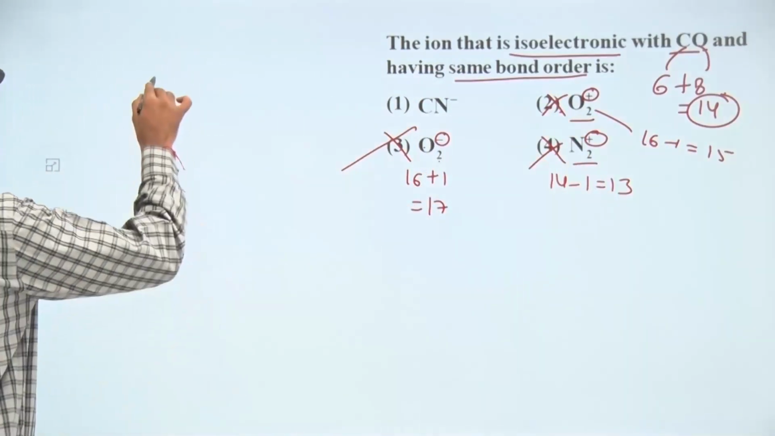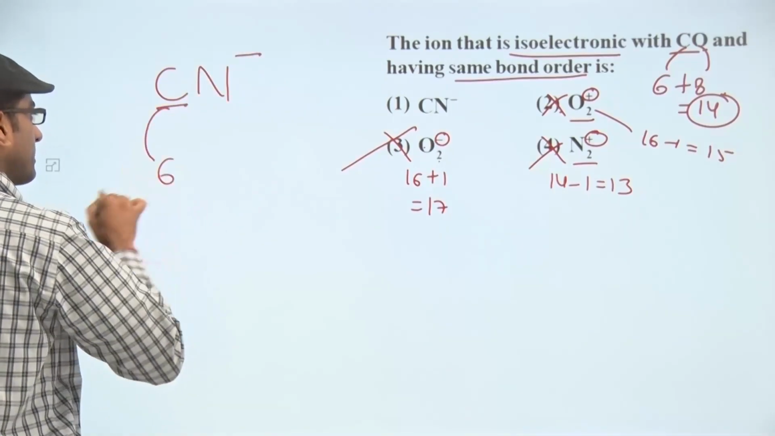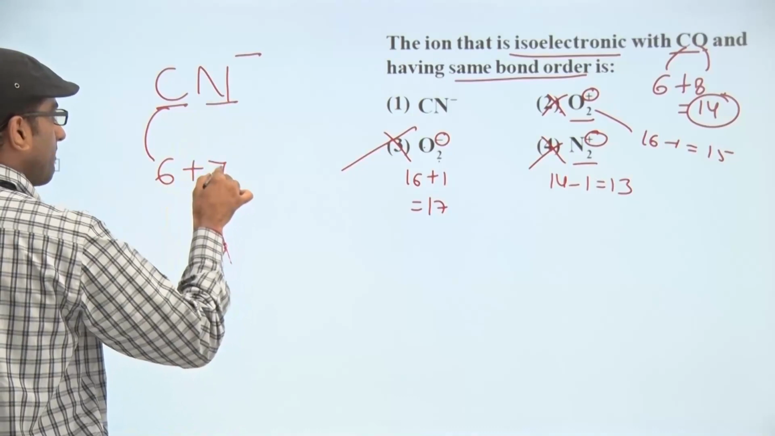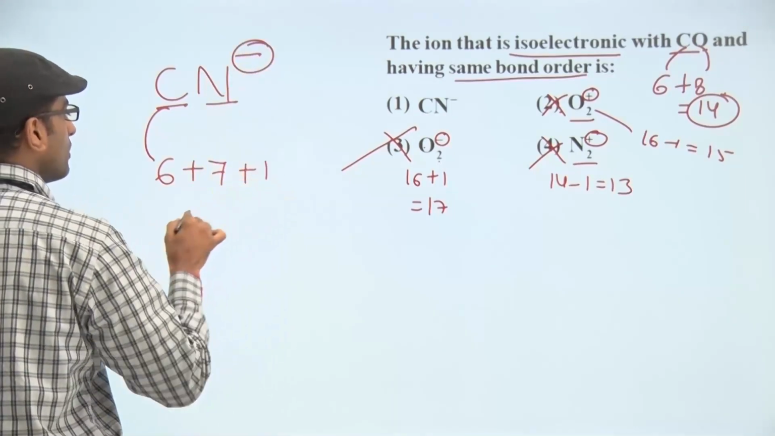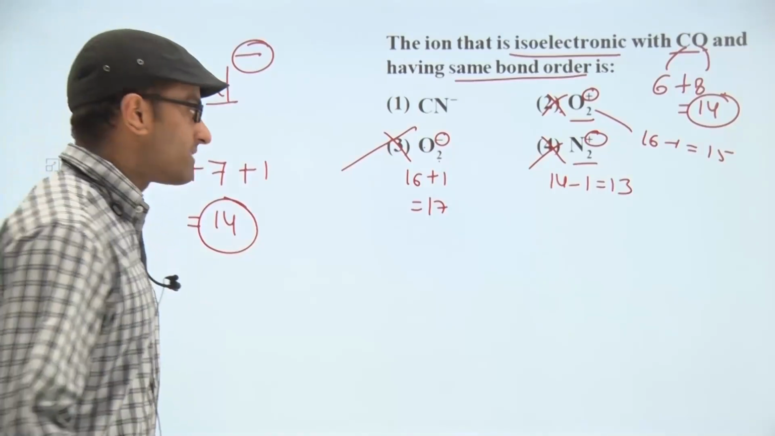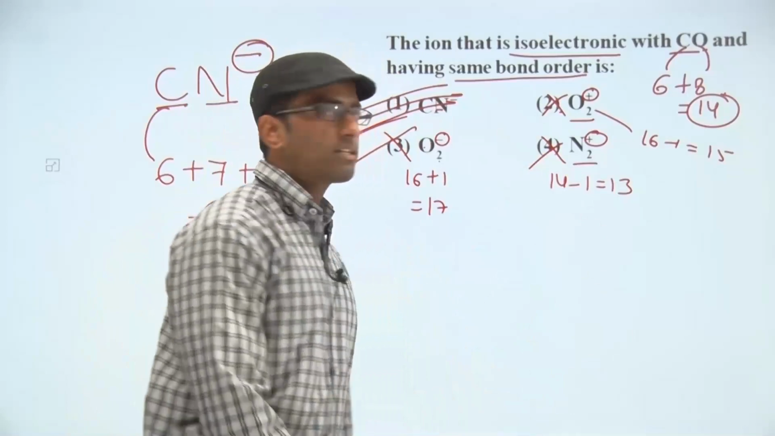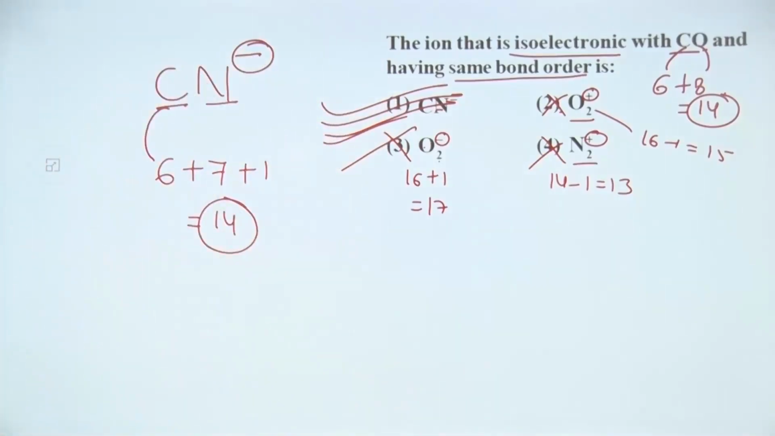Next, CN minus: carbon 6, nitrogen 7, 1 more electron, total 14. So both of these are isoelectronic as well as bond order is also same. First option is correct for you. Thank you.